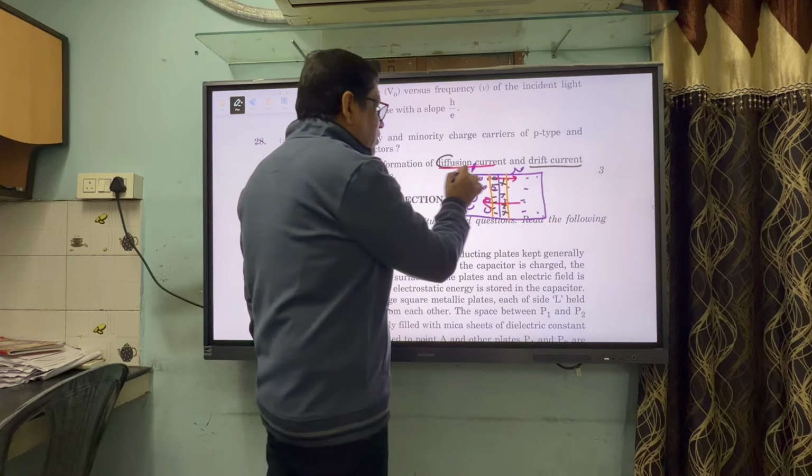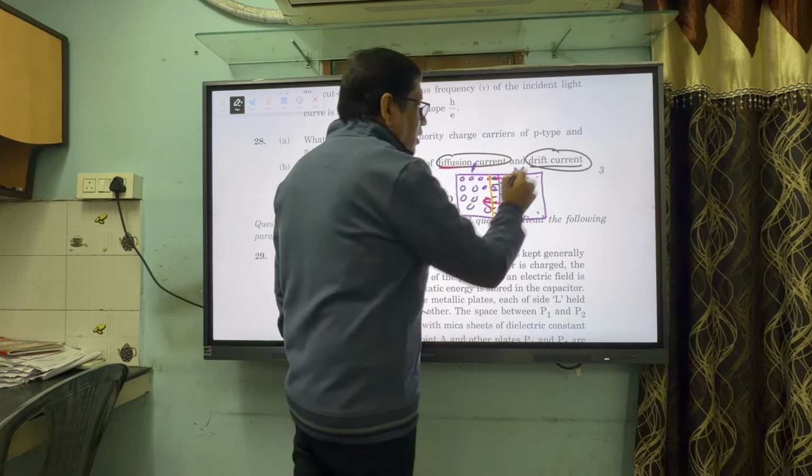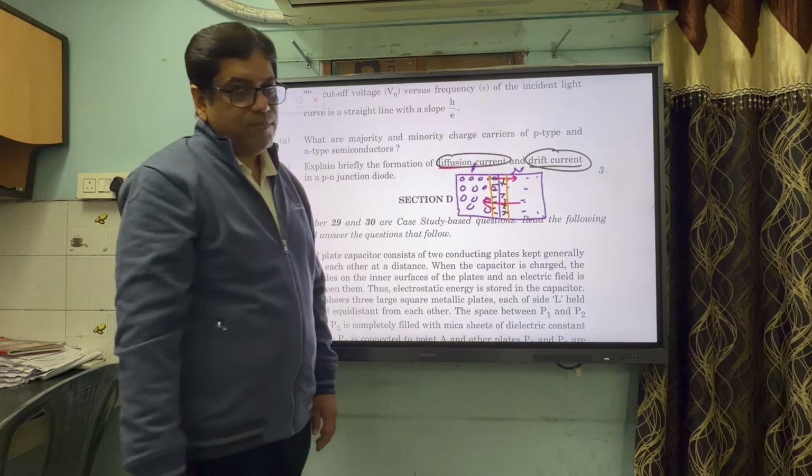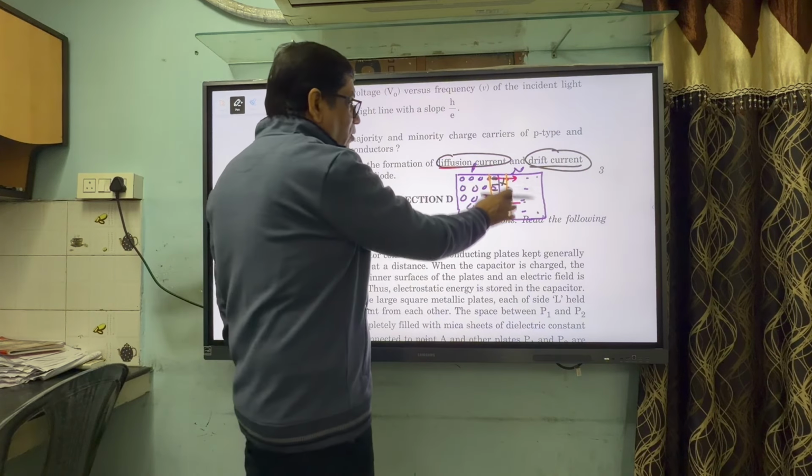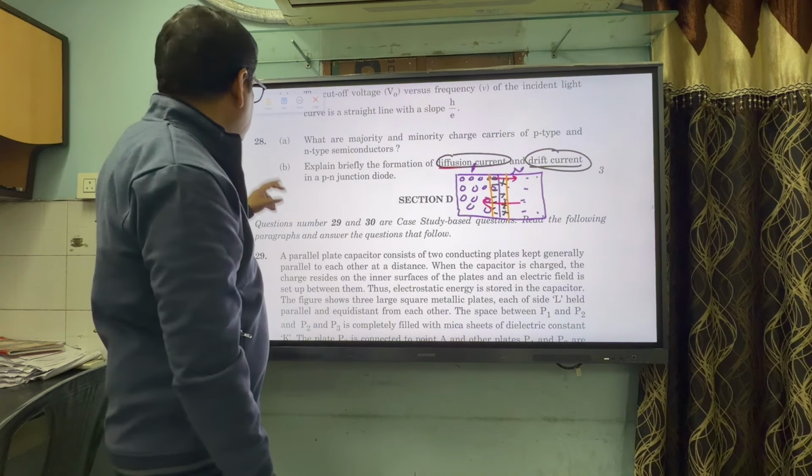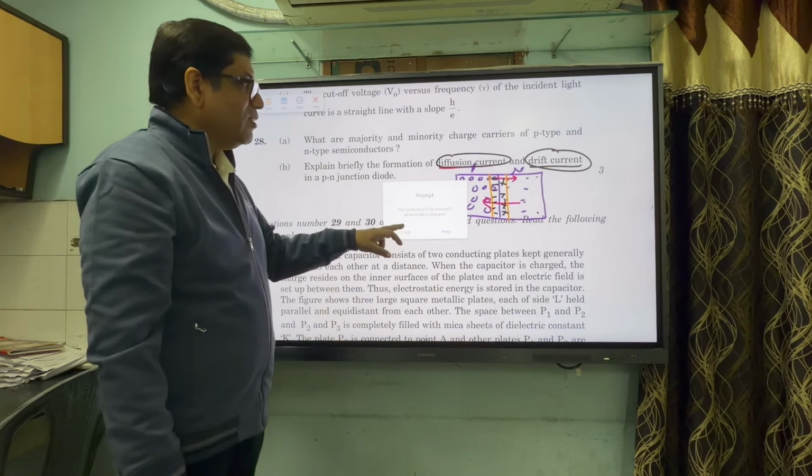Diffusion current will decrease with time. Drift current will increase with time. Ultimately both will balance each other. And then this depletion layer will acquire a constant thickness when both these currents balance each other.